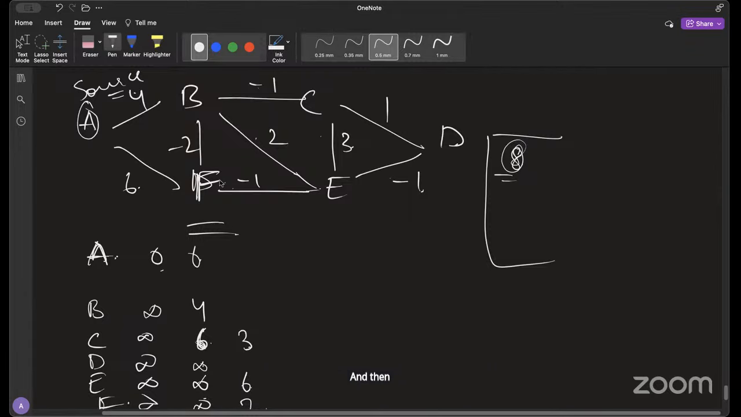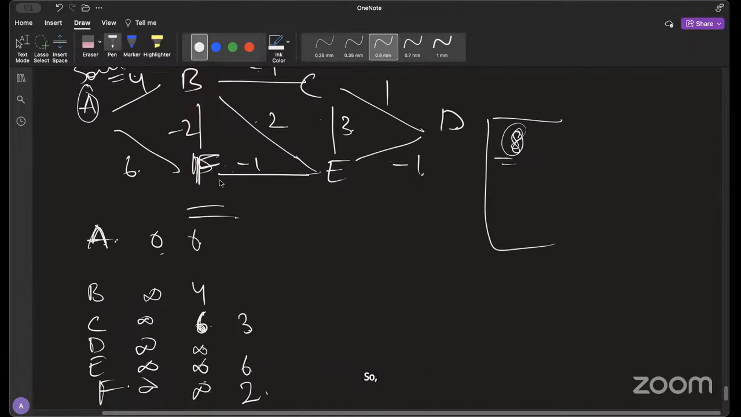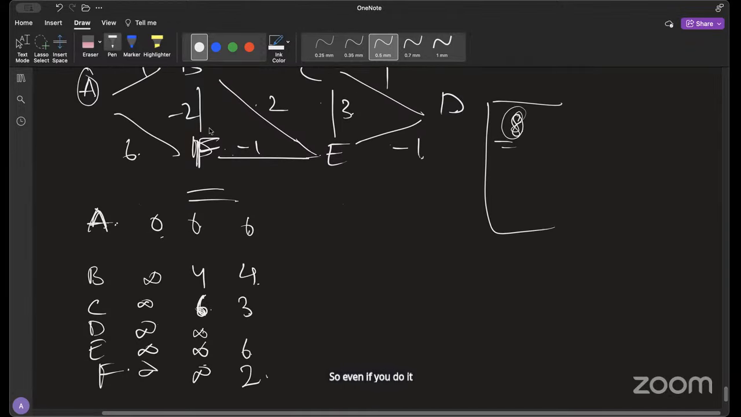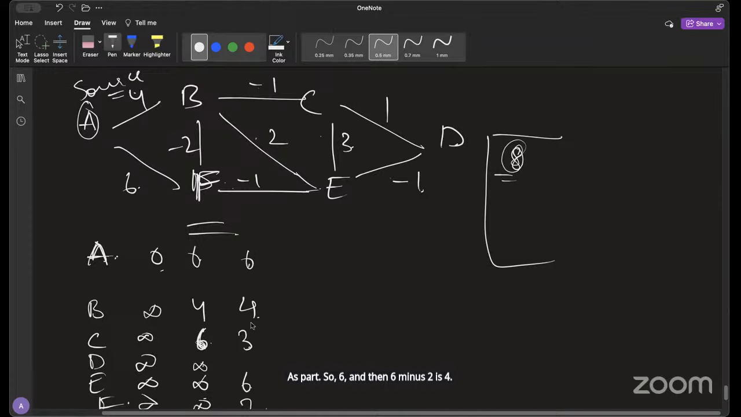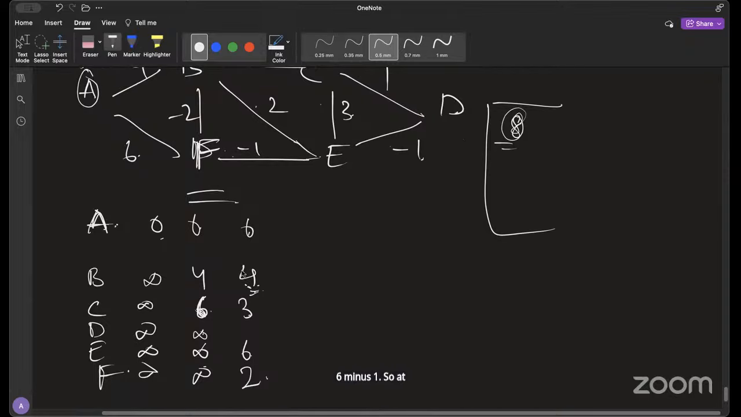And then from F, you need to do it in this iteration only. Then from this F part, 6 and then 6 minus 2 is 4, right? But you already have a 4 at B, so you don't have to change it. And then 6 minus 1. So at E you should have 5, but you have something better here. You have 6, sorry. You can have 5 here instead, right?